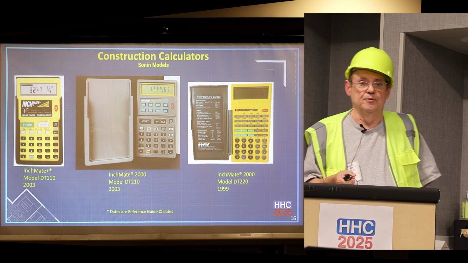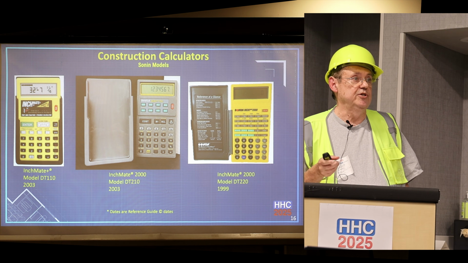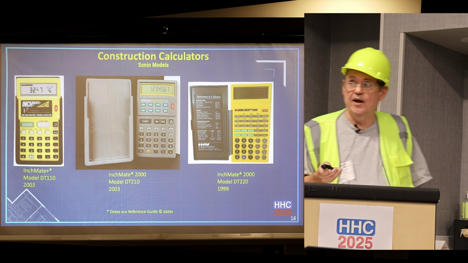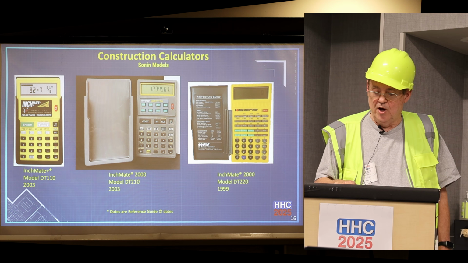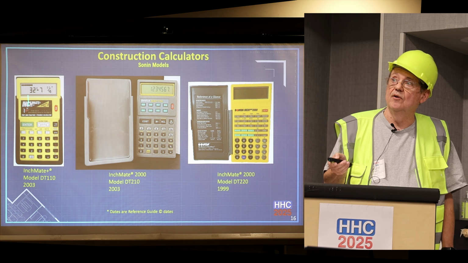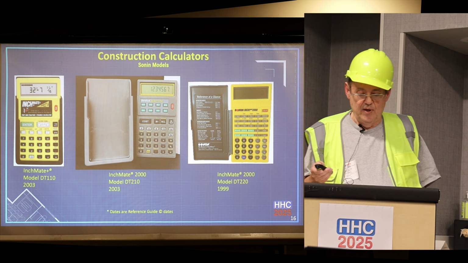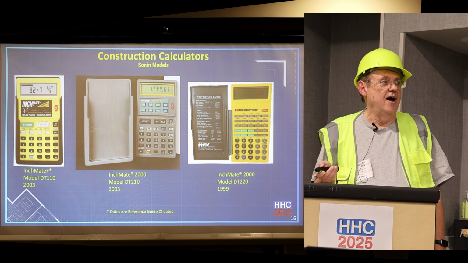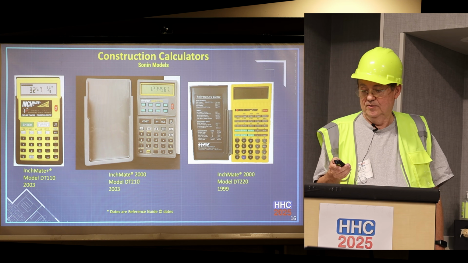Now, construction calculators. Sonin, which is one of the first two manufacturers, has three models that I could find. They have the Inchmate and the 2000 and the model DT2020. And I've got these two going around the room so that you can take a look at it. These are not the intro dates. These are the copyright dates on the manual. I can't find, and Sonin didn't know, what the intro dates on these units were.